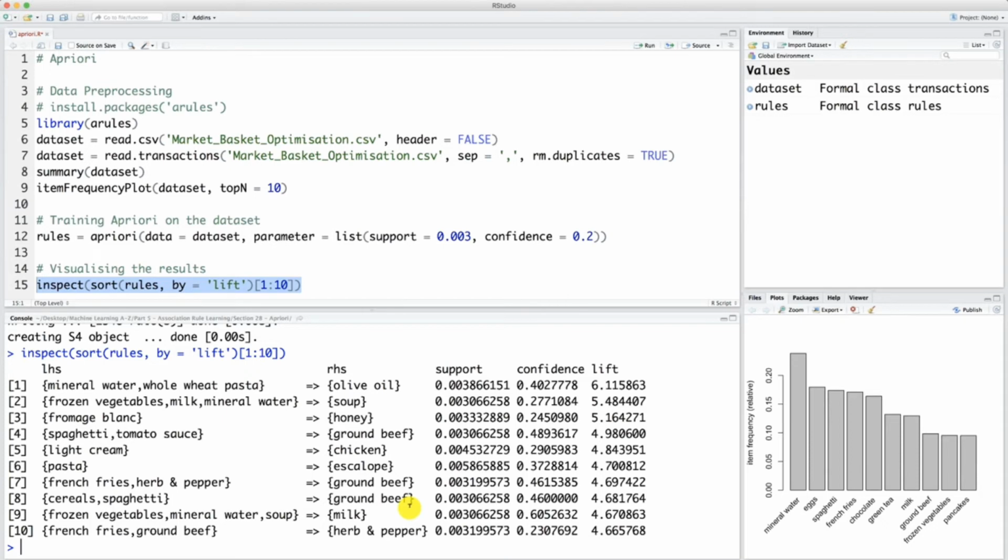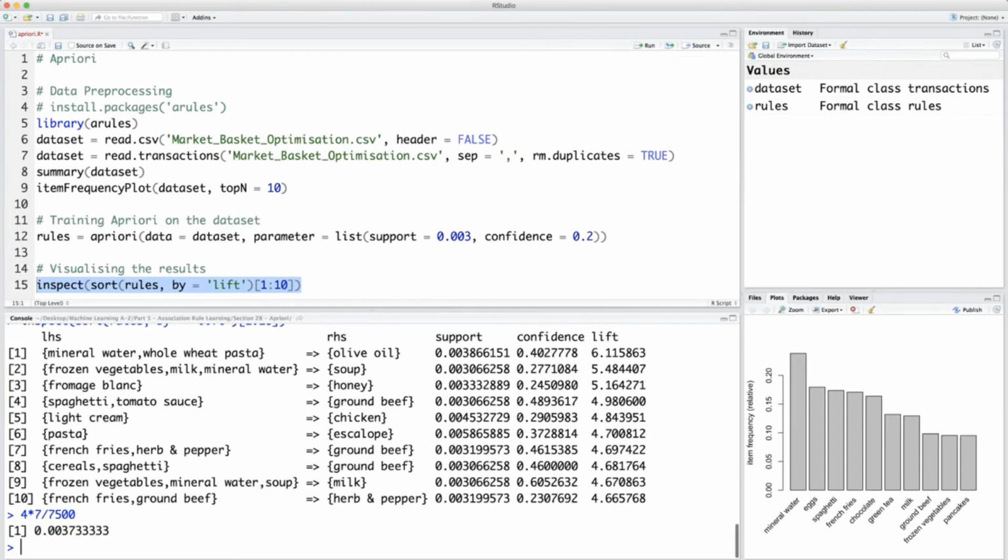So let's try this. Remember the computation that leads to the support. If we consider products that are bought at least 4 times a day, then on average, these products will be bought 4 times 7 times a week. And then in order to get the support, we need to divide it by the total number of transactions, which is 7,500. All right, so let's see what we get. We get a minimum support of 0.0037. So this time, if we round it, we get a minimum support of 0.004.